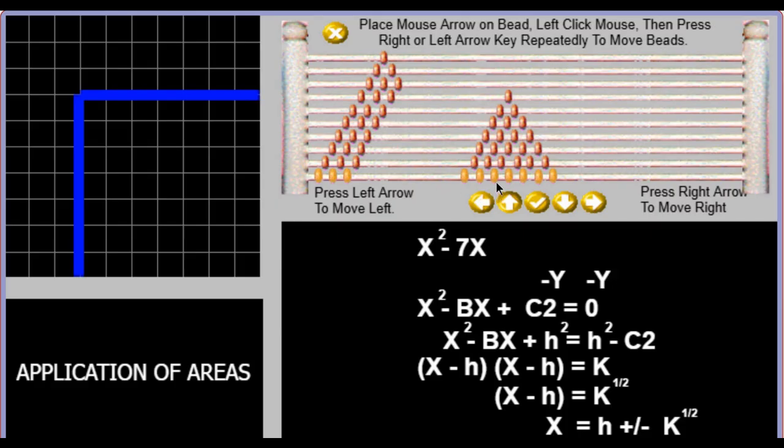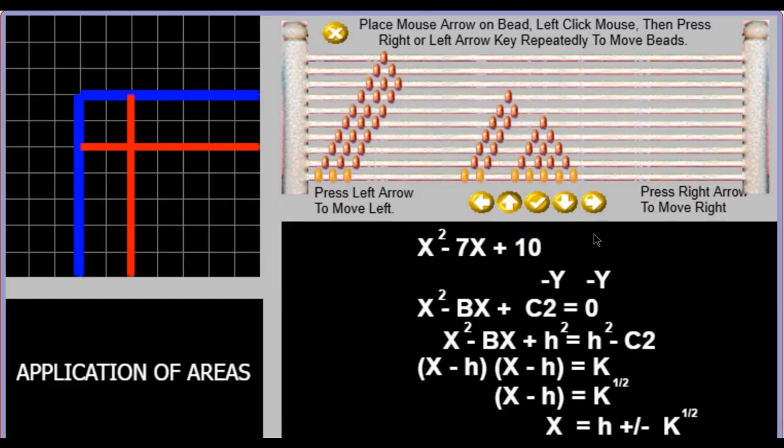Now, we will count over 5 beads and displace those beads, creating 2 intersecting orange lines, giving us 2 times 5, 10 for C1. And we can see here 2 times 5 gives us the 10. So we have x squared minus 7x plus 10.